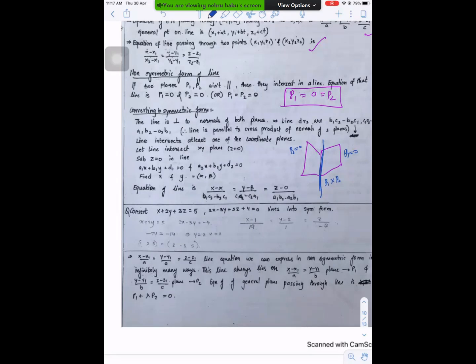So the line is parallel to P1 cross P2. So you'll get B1 C2 minus B2 C1, C1 A2 minus C2 A1, A1 B2 minus A2 B1 as the DRs of the line. So in this method, we'll convert non-symmetric to symmetric form. And they don't ask any question from symmetric to non-symmetric.